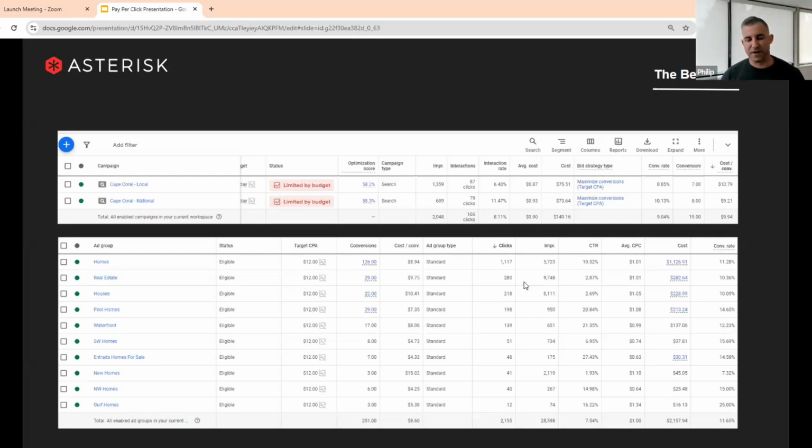Pay-per-click is not a set it and forget it type thing. It's not something where someone runs it and then you never hear from them again and they don't optimize it. It should be an ongoing partnership, talking about where leads are coming from, what can be improved, all that kind of stuff.